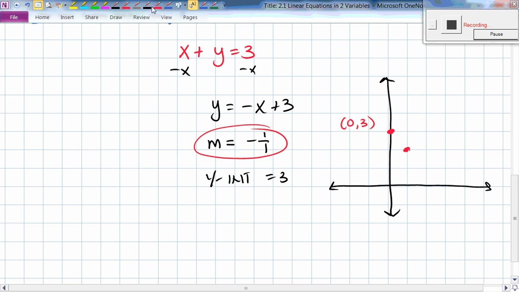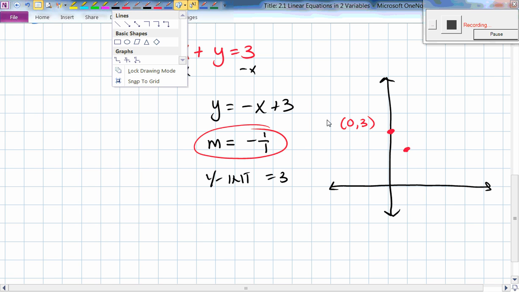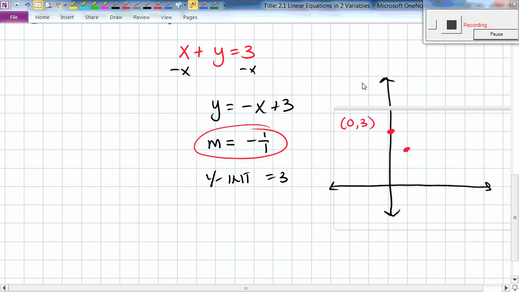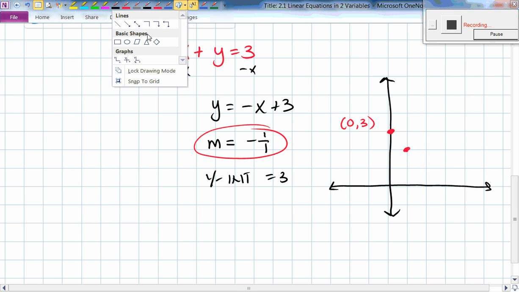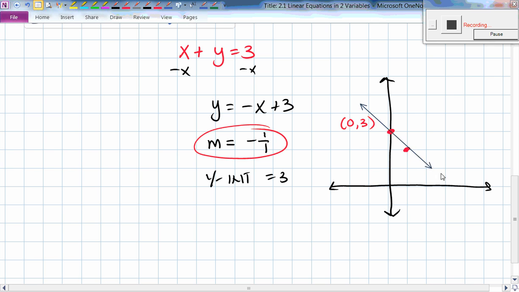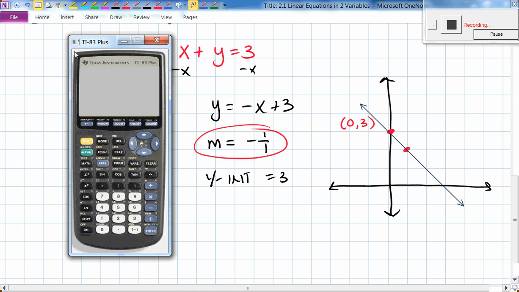Let the record show everybody answered that question. Sweet. Once you have 2 points on a line, you have enough to draw the line, and it should look something like that with arrows, right? Yeah, the arrows indicate that the line goes on forever and ever.